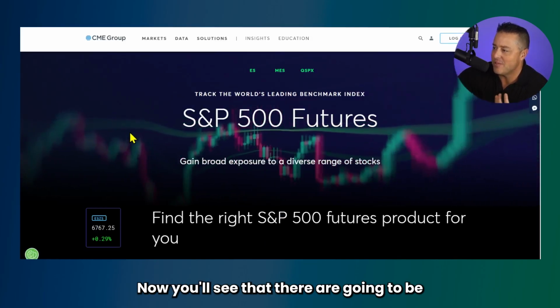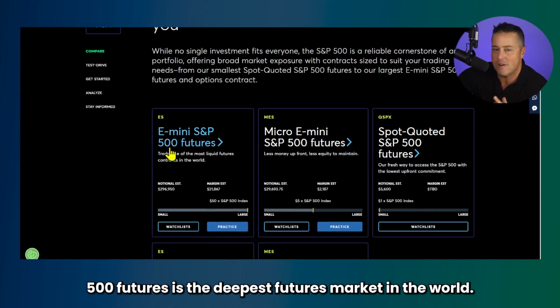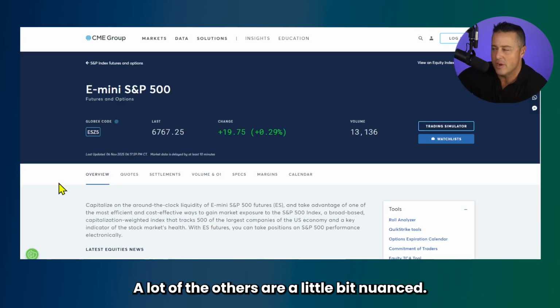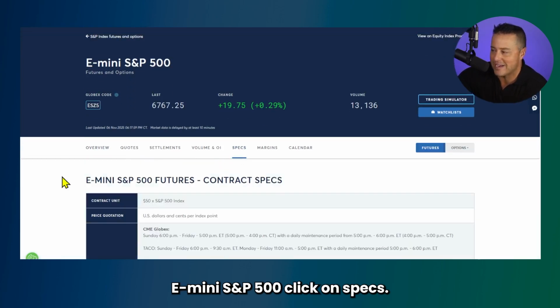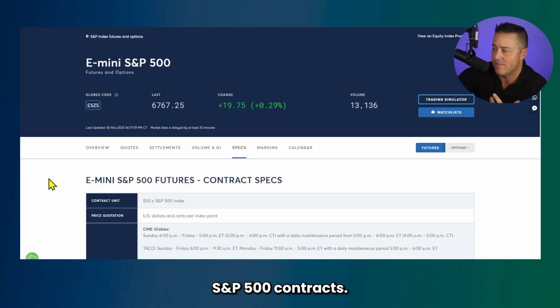Now, you'll see that there are going to be a few different products that you can pick. The E-mini S&P 500 futures is the deepest futures market in the world. So that's probably what you want to be trading. A lot of the others are a little bit nuanced. Now, when you go to this E-mini S&P 500, click on specs. There's a couple of things that I want to point out that you need to know if you're going to be trading S&P 500 contracts.